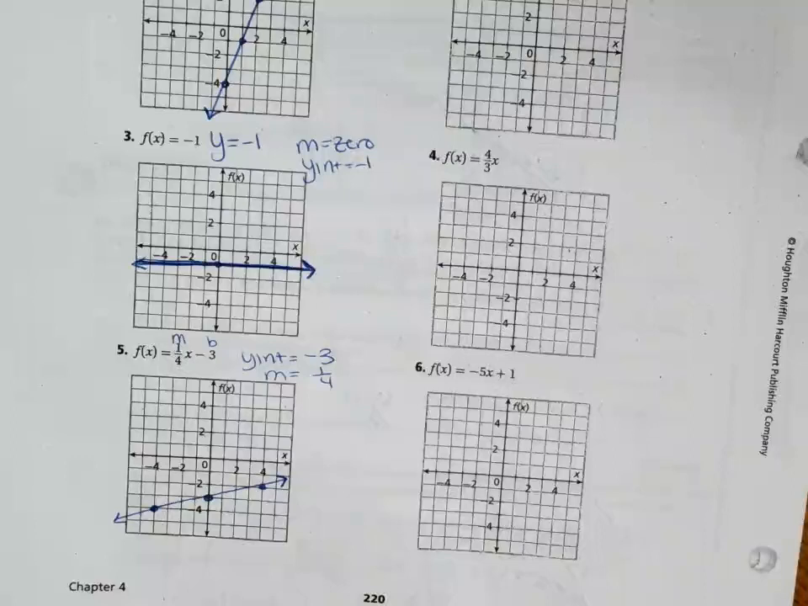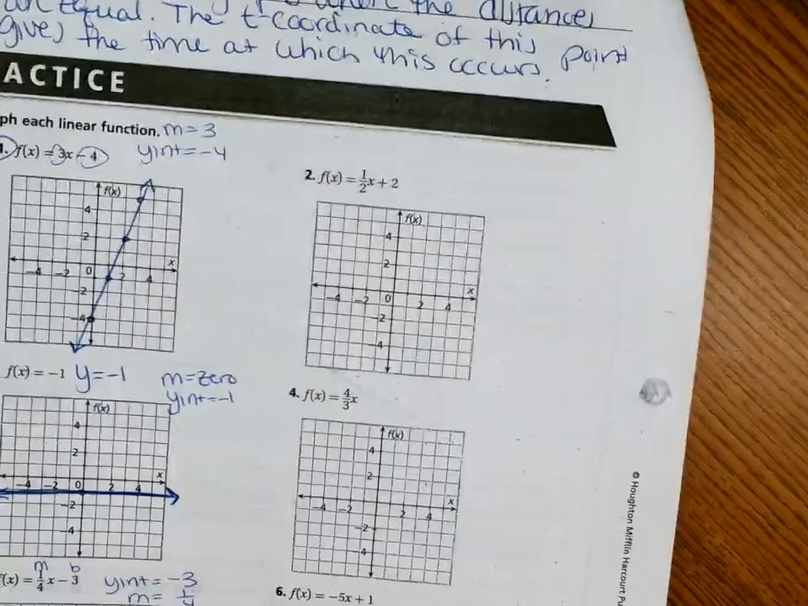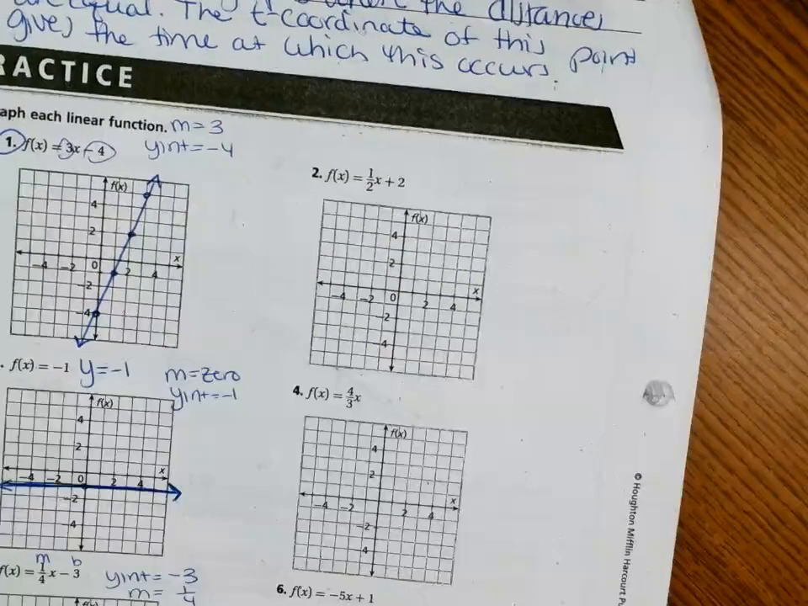That making sense, guys? I want you to try number 2 with your table partner. Try number 2.